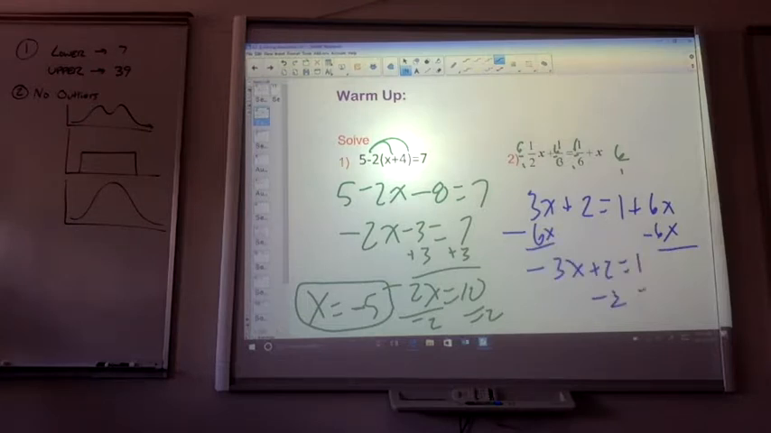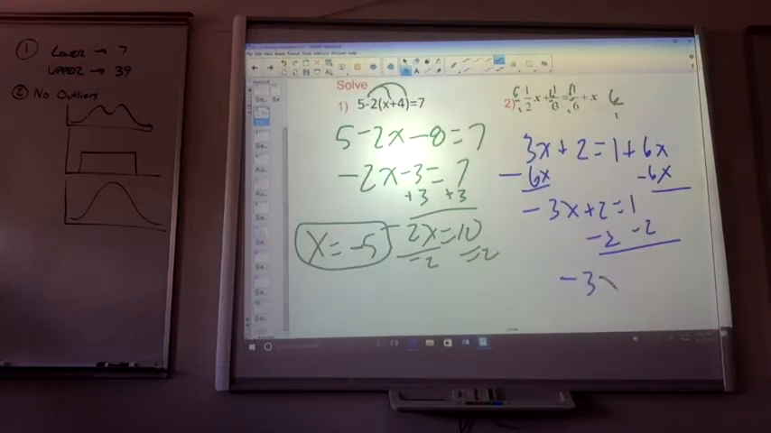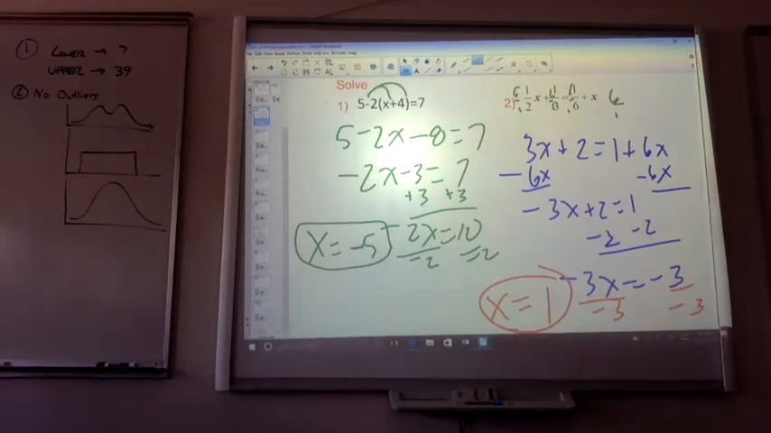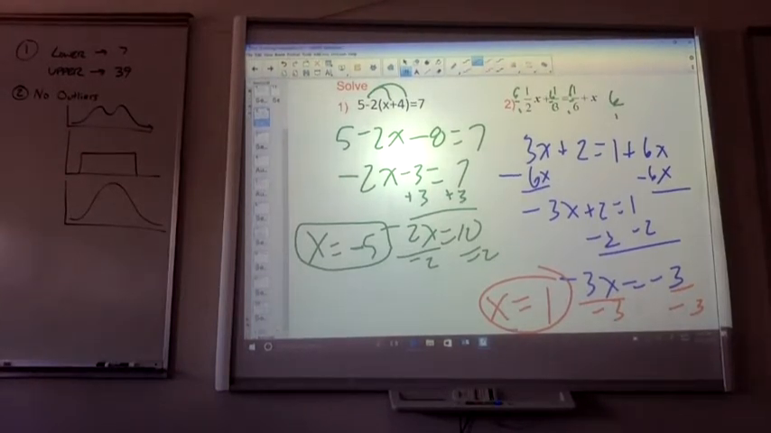Subtract 2. Negative 3x equals negative 3. Ooh, I'm dividing by a negative. So do I switch the equal sign? No, it still says equal. Negative over negative is positive. Is that okay? I like it. Good.